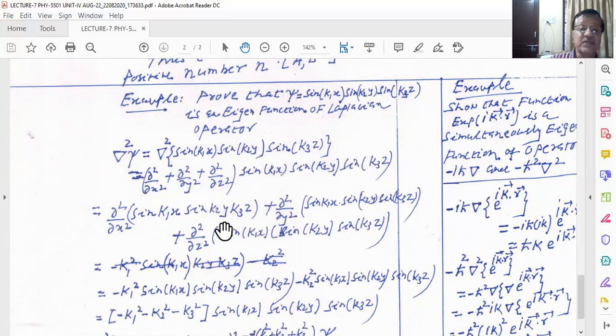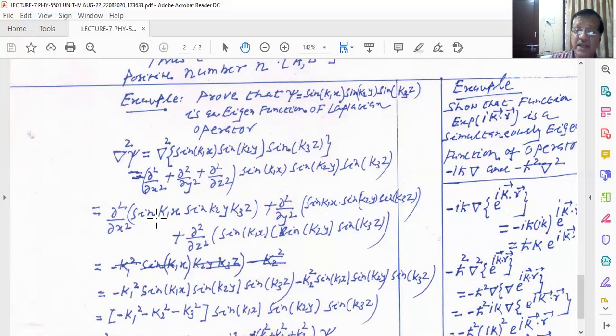Right, so this you have. Now let us see, this is very simple. Del square by del x square is a second order differentiation. This is with respect to x, so sine k2 of y and sine k3 of z remain constant. First you take the first differentiation, del by del x of sine k1 of x, so it will be k1 into cos k1 of x, sine k2 of y, sine k3 of z. Again you take del by del x, because it's second order, so it is k1 into cos k1 of x, right? k1 is a constant.